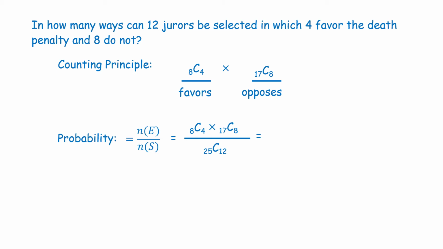Now use your calculator to compute. 8 choose 4 is 70, and then 17 choose 8 is 24,310. Use your calculator to compute 25 choose 12. It turns out to be 5,200,300. Let's do some arithmetic, and when you do, this reduces to 143 divided by 437.